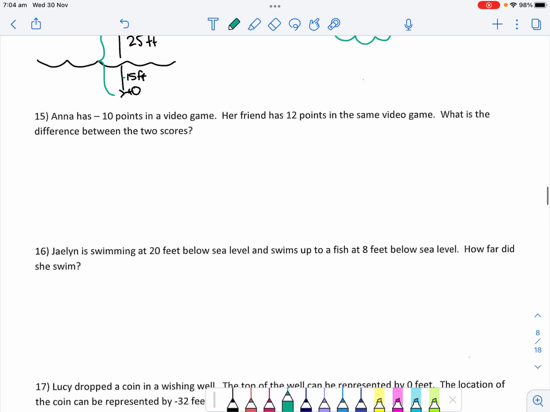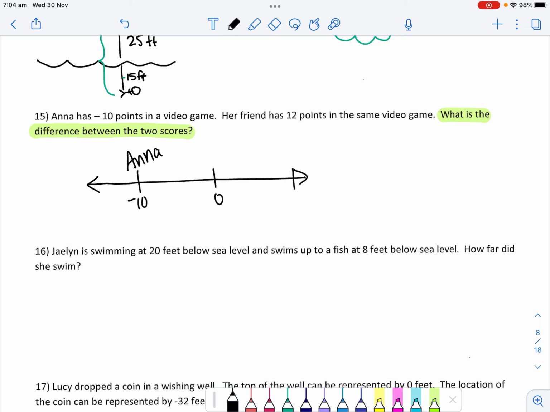Number 15 says Anna has negative 10 points in a video game and her friend has 12 points in the same video game. What is the difference between the two scores? In this one, I'm going to use a number line to help me solve the problem. So here is 0 points, and I know that Anna is over here at negative 10.